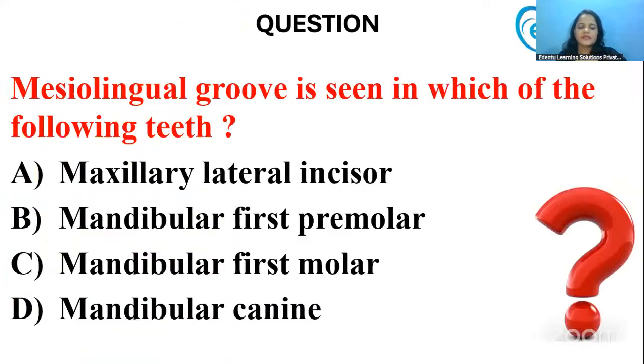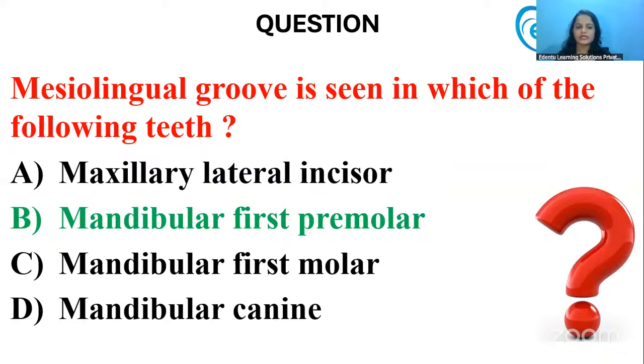Now, next question. The mesiolingual groove is seen in which of the following teeth? Such distinguishing features that are present in some of the teeth, like the palatoradicular groove or the mesial marginal developmental groove or the mesiolingual groove, you should have an idea where you will see these structures. So this mesiolingual groove is seen in which of the following teeth? Yes, Dr. Amrita, you'll be seeing it in the mandibular first premolar.